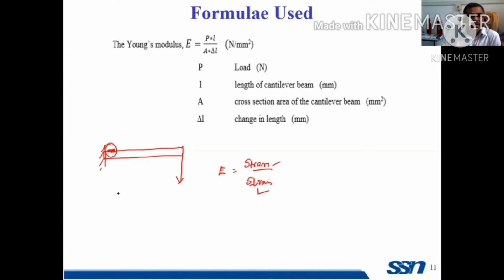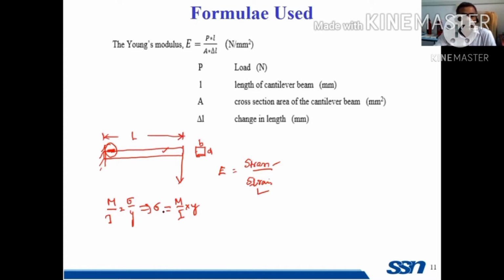How to find the stress value? That we have already studied in bending. M by I is equal to sigma by Y. So from this, sigma, stress, is equal to M by I into Y. Now for this beam, the cross section will be like this. So this is B and this is the depth D, and this is L. All these values are given.